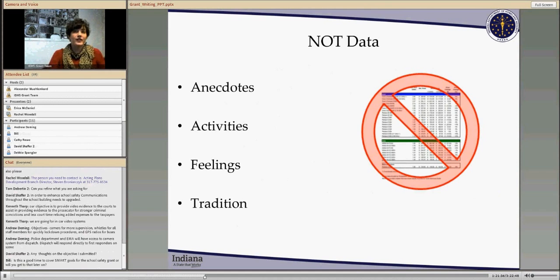So what is not data? Things that aren't data include those anecdotes that we were talking about earlier. Activities. Again, don't confuse your activities with outcomes, objectives, or data. Feelings. A quick word on feelings.